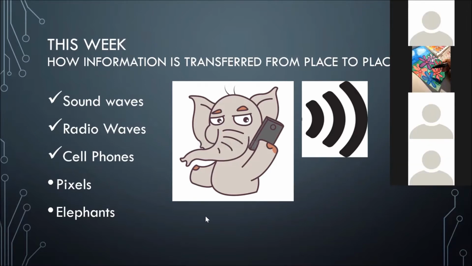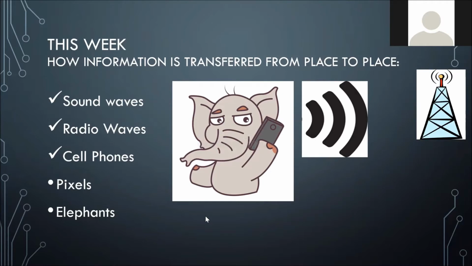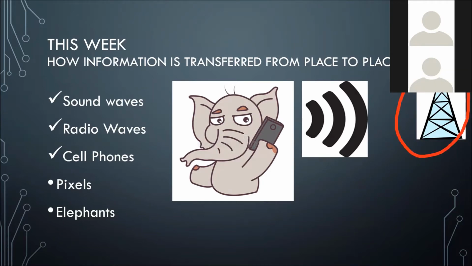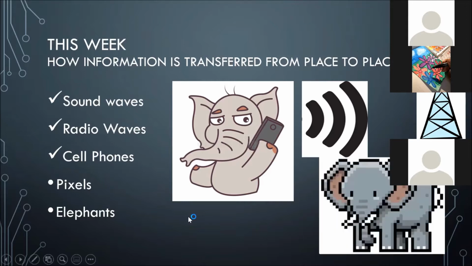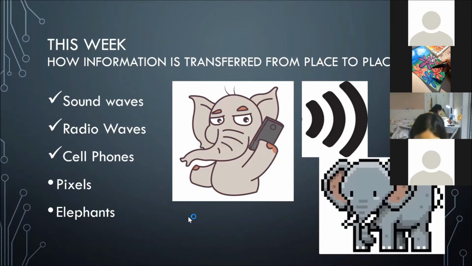Where does the cell phone send the radio wave? What does it send it to? It sends it to the cell phone tower. Good job, that's right. After it's converted it into radio waves, we send it to a cell phone tower or a radio tower. And then it sends that signal from tower to satellite to tower to get it where it needs to go. After we've learned about pixels and cell phones and radio waves, we'll have a look at elephants. So I've got a nice pixelated image of an elephant down there, but more on that tomorrow.